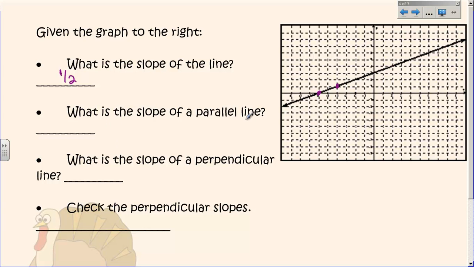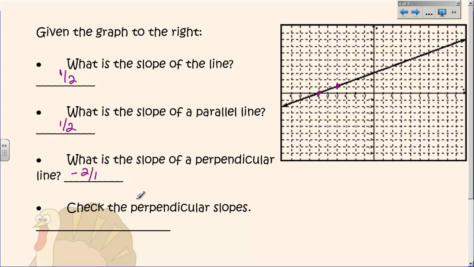The slope of a line parallel, well, if you remember, parallel lines have the same slope, so it's also 1/2. The slope of a perpendicular line will flip and change the sign. So I flip it 2 over 1, and instead of being positive 1/2, it's negative because I changed the sign. So the slope of a perpendicular line will be negative 2 over 1.